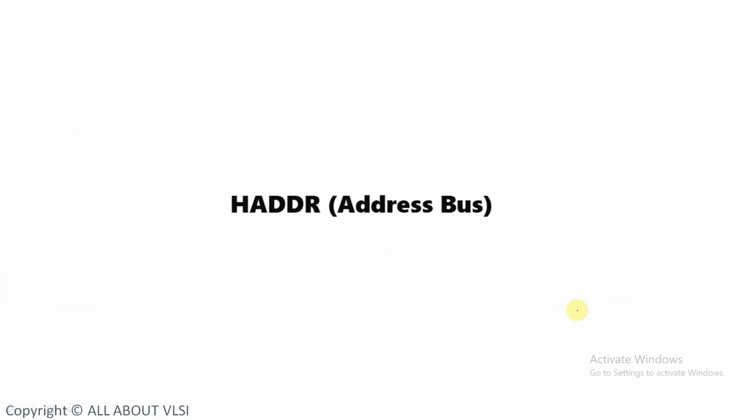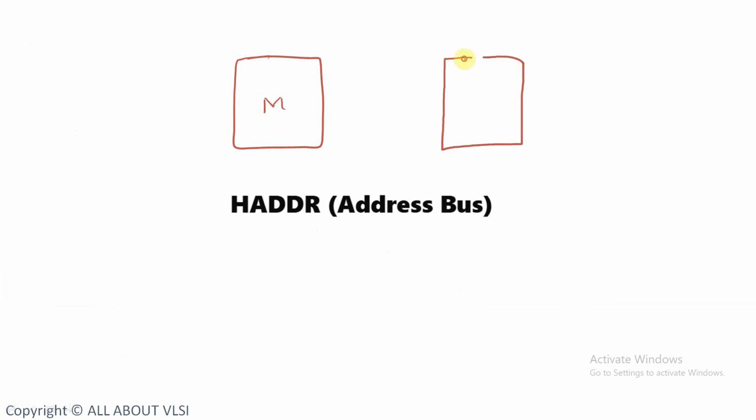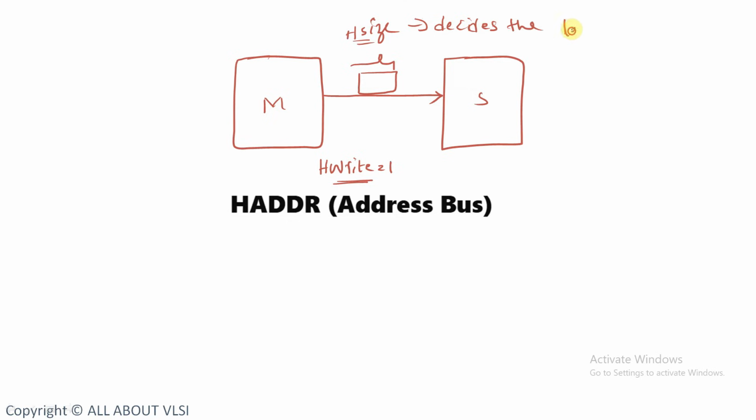Let's say you have a master and a slave, and we are performing a write operation, that means HWrite is equal to 1. That means the master is sending some data to the slave. Let's say the master is sending one packet to the slave. Then what is the length of this packet? That is decided by HSize. The length of the packet is decided by HSize.